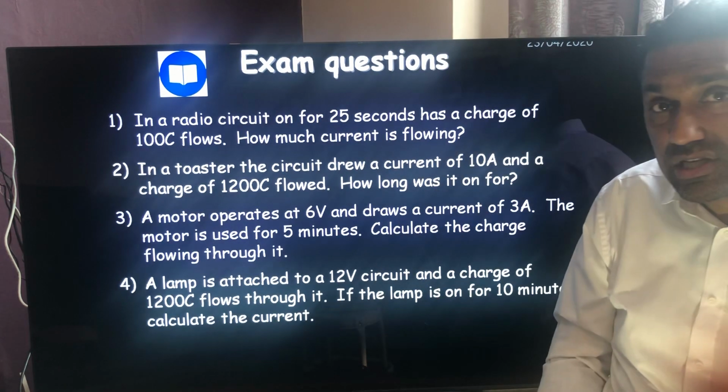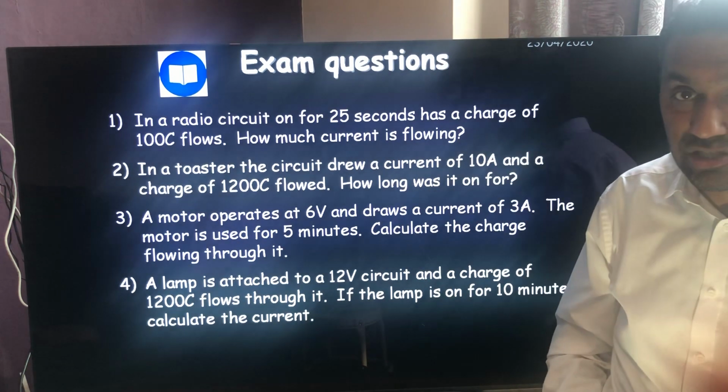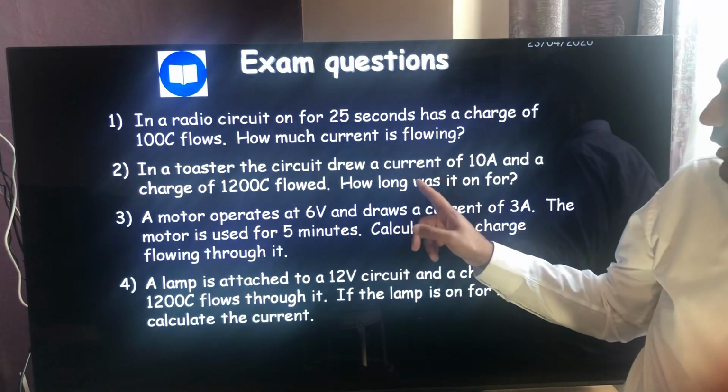If it's current, the unit is amps. So you have to put 4 with a capital A next to it. A for amps. You can't put a little a. You have to put a big A. So make sure you get it correct.